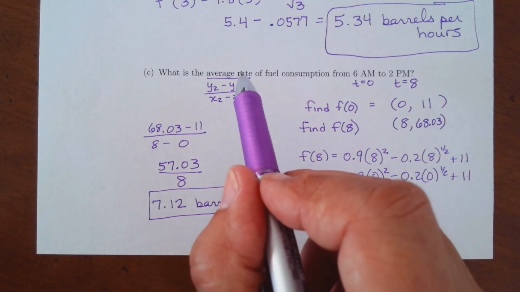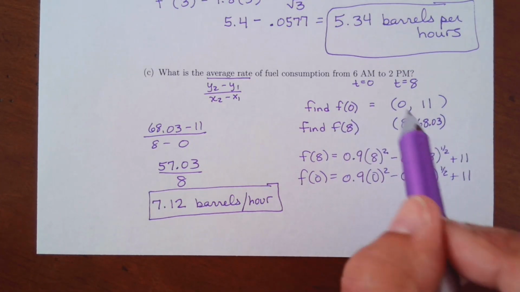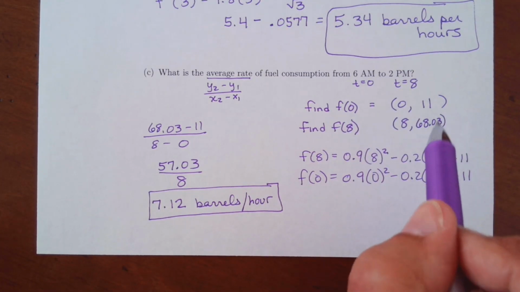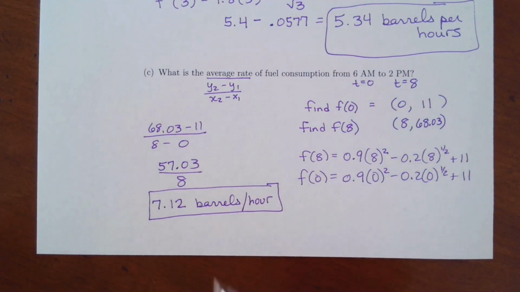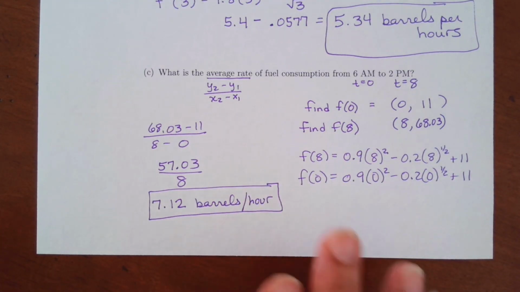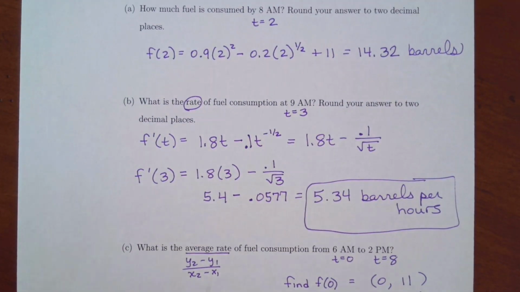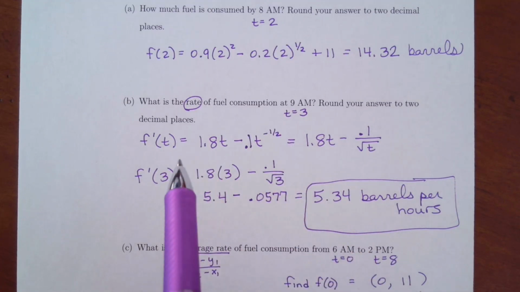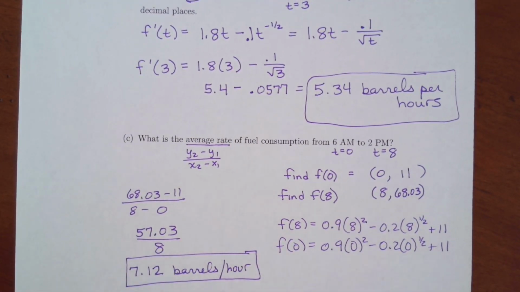All right, so average, I need both x and y out of the function, or in this case, t and f of t. Okay. And then use your slope formula to find the average. On the first two parts of number 5, it was instantaneous rate. At just one time, that's a derivative. Okay, so that's the difference between those. So be careful with the words when you do your homework.